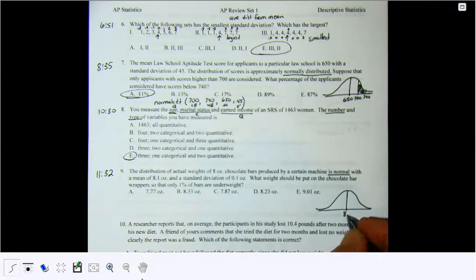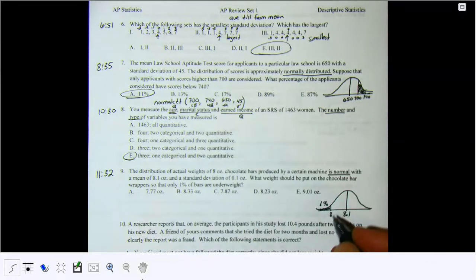We know that machine is putting out 8.1-ounce bars, but the actual weight is 8 ounces, but I want this 8-ounce mark. I only want 1% of my candy bars to fall below 8. Okay, so what X value are we after here? What weight should we put on the chocolate bars? So this is going to be working backwards. We're trying to find a value of X.